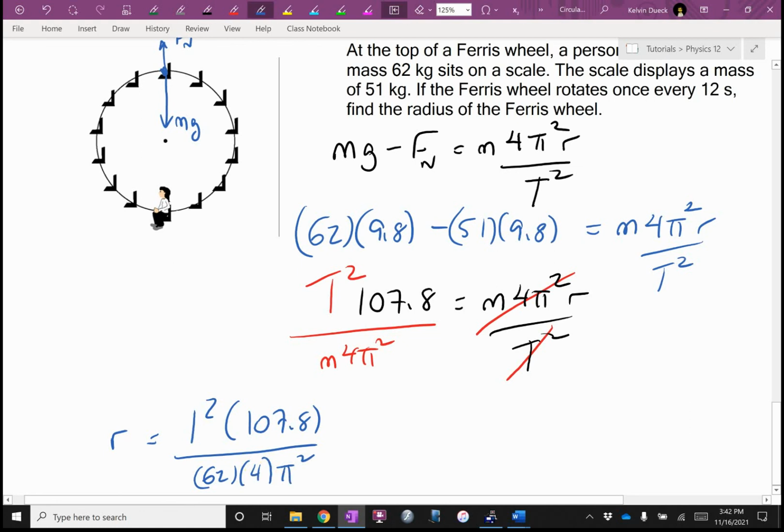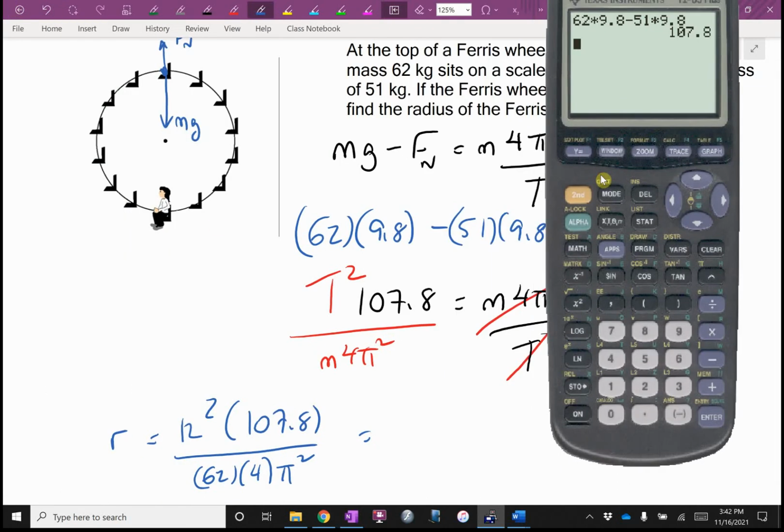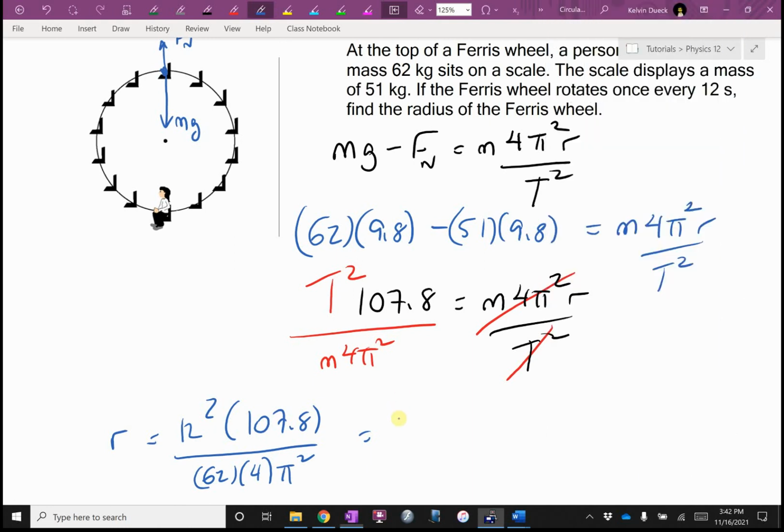You know what? T was 12. Again, I just made these numbers up. I'm hoping I don't get a radius of like 5,000 meters and make an impossible Ferris wheel, but we'll find out. 12 squared times answer button, divided by bracket 62 times 4 times pi squared. That's not bad, because that's the radius from about me to Prab, around 6.3. The diameter then will be twice that. Sure, that's a small Ferris wheel, but that works. A little portable one that you might bring from town to town as a carnival, or a kiddie one, maybe. 6.34.